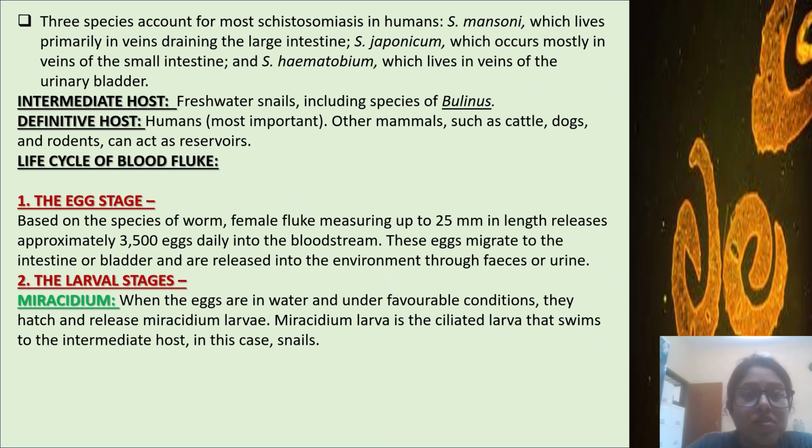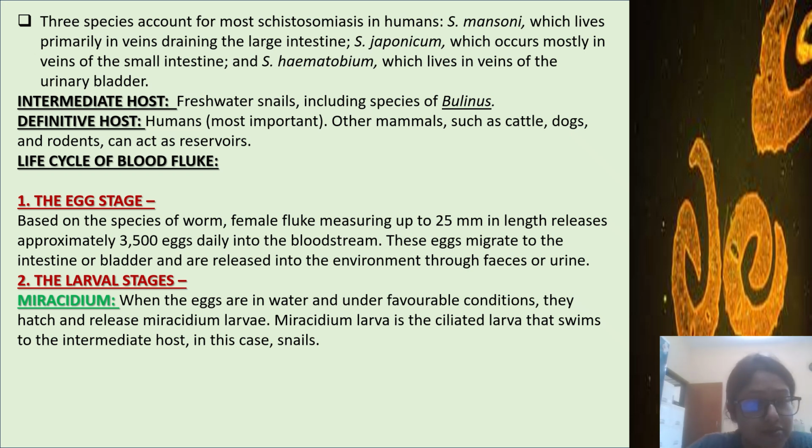Three species account for most schistosomiasis in humans. Schistosoma mansoni, which lives primarily in veins draining the large intestine; Schistosoma japonicum, which occurs mostly in veins of the small intestine; and Schistosoma haematobium, which lives in the veins of the urinary bladder. Next, intermediate host. Freshwater snails, including species of Bulinus, are the intermediate host. Definitive host: human is the most important definitive host. Other mammals such as cattle, dogs, and rodents can act as reservoirs.